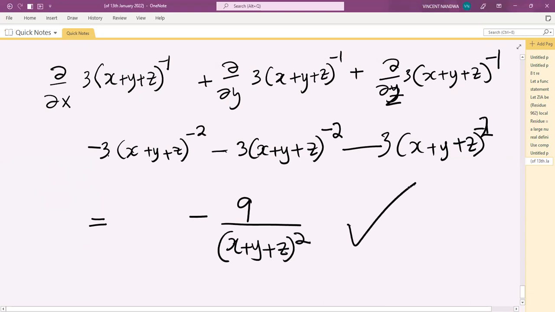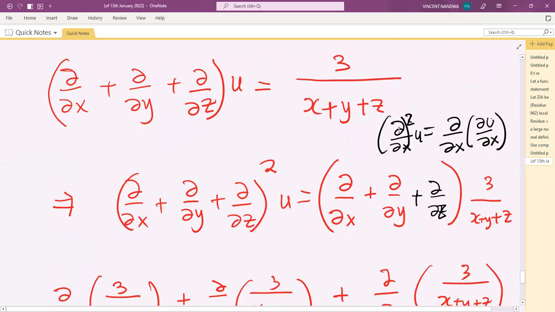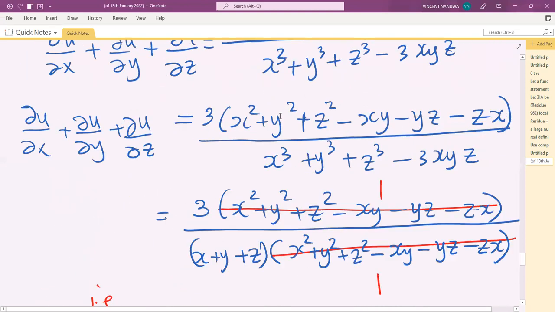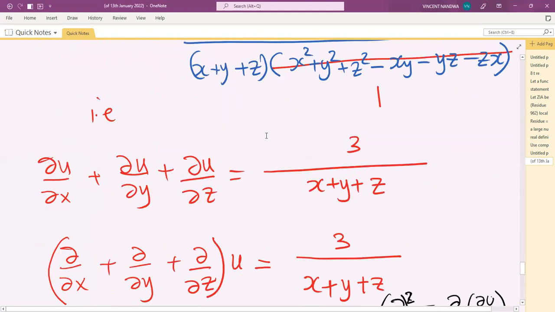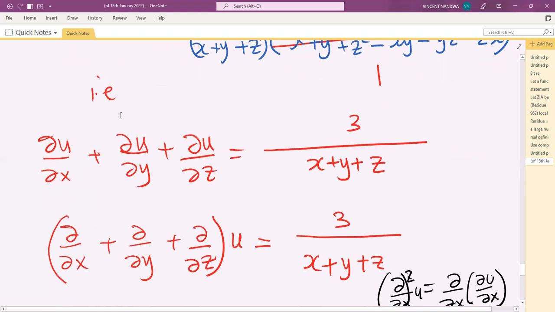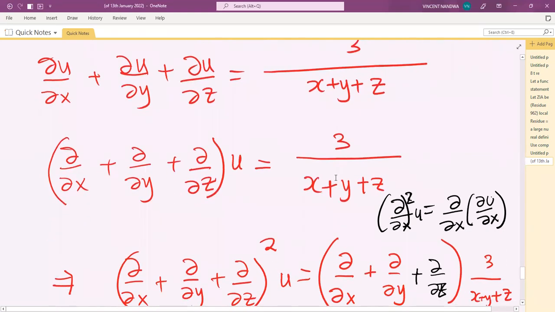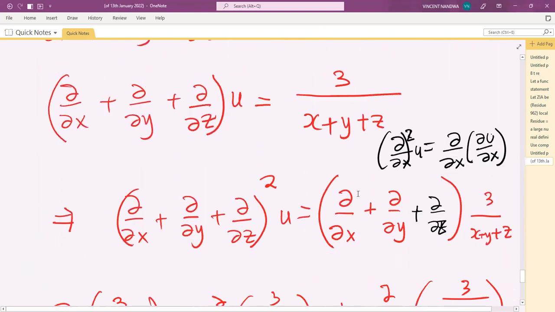So this is how that problem was to be proved. The trick was to show that this bracket is a factor of this given denominator. And then once we have done that, define the sum in terms of the derivatives, and then work out the second partial derivative of this u function. Thank you.